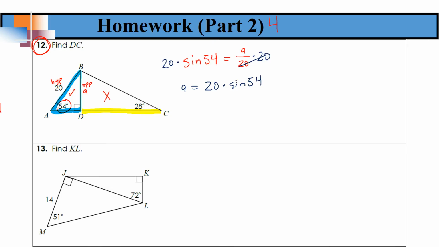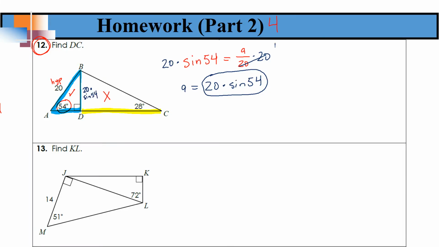Now, before you type that into your calculator, as I've cautioned you before, you never want to round answers before you get to the final answer. So for now, I want to leave it in this form, 20 times sine of 54. So in my diagram, I'm going to go ahead and label it that way. Okay, so right here, I know that this middle side is 20 times sine of 54.